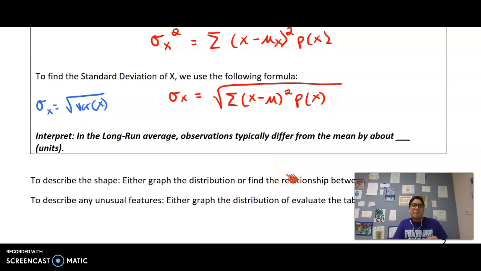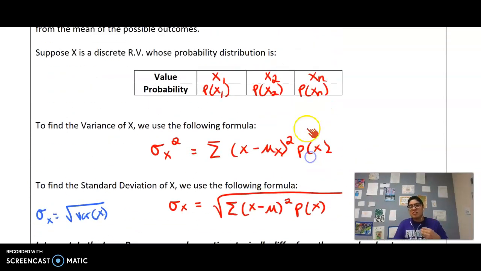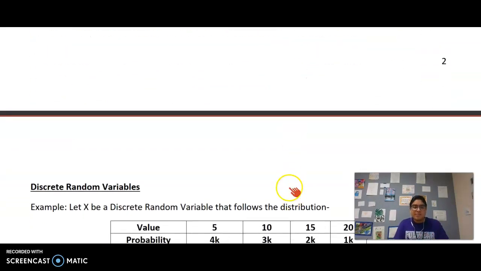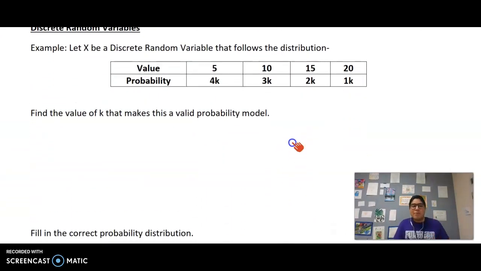So to describe the shape or any unusual features, we are going to actually graph the distribution on a histogram and then proceed from there to describe those. But as far as the center and the spread, we have mathematical formulas to help us determine those quantities. So let's take a look at an example here.